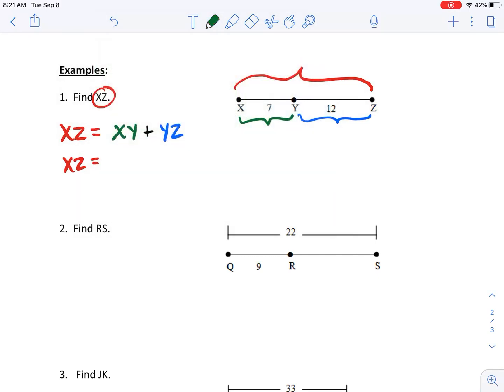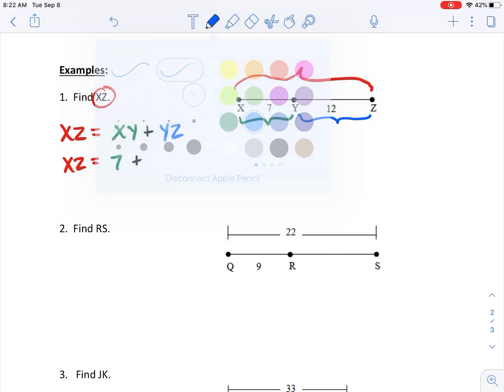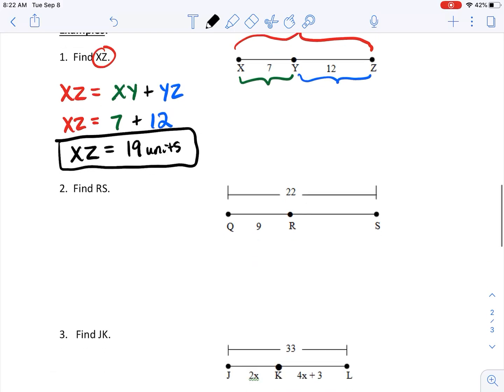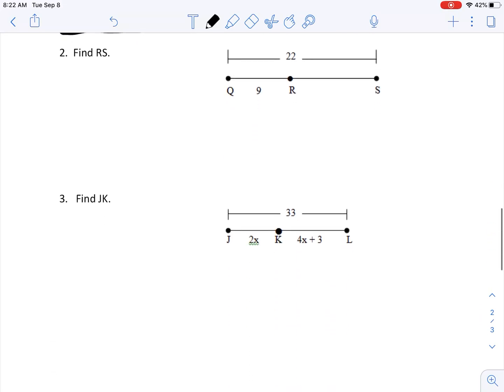XZ equals XY, which is 7, plus YZ, which is 12. We're using a little bit of our algebra rules, combine like terms. XZ equals 7 plus 12, which is 19. If they do not give us units like centimeters or inches, we are just going to write units. So XZ equals 19 units.